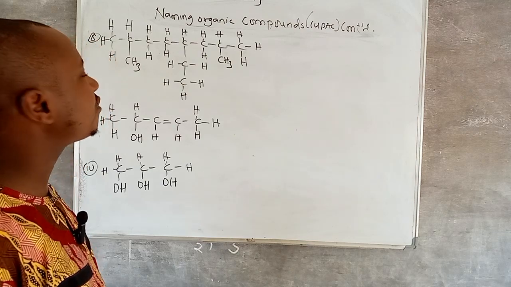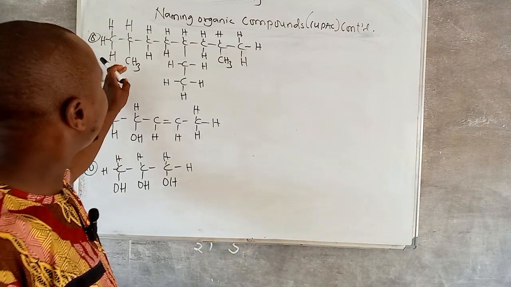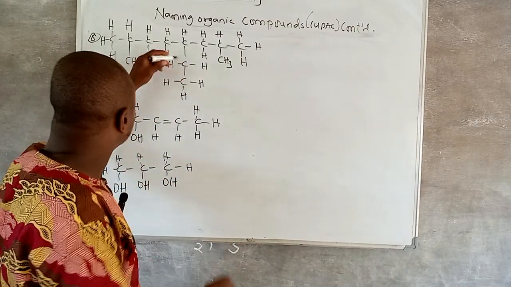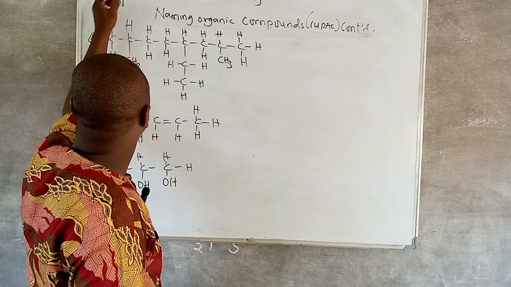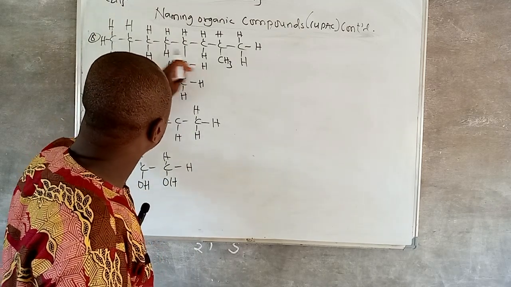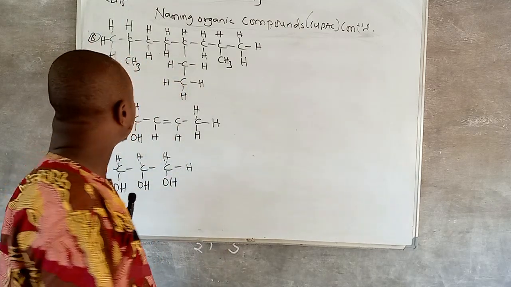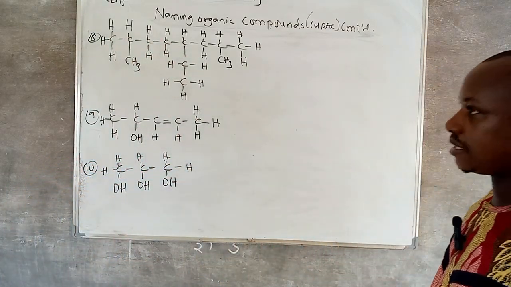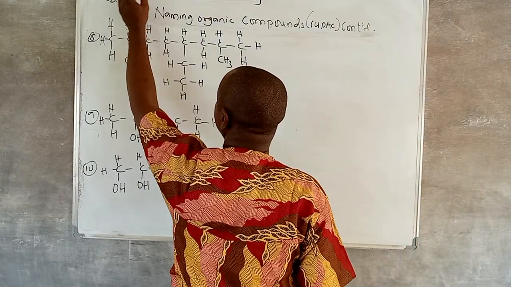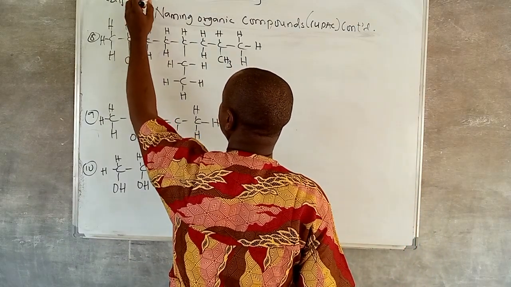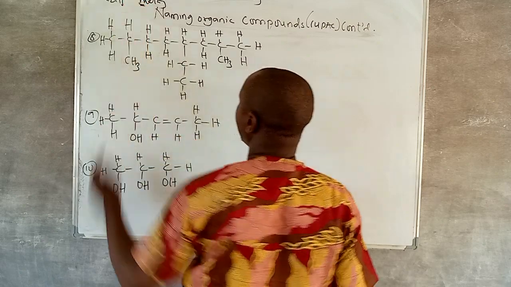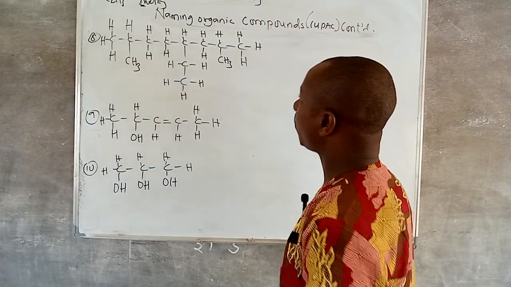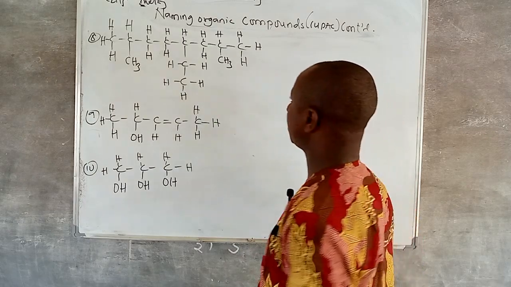We have two different substituent groups. This one is a methyl group. This is ethyl, C2H5: 1, 2, 3, 4, 5. So the rule of alphabet will play a major role here. E and M, which one comes first? Remember, ethyl is E. Methyl is M. So E and M, which one comes first? It is E, which means we are going to consider ethyl first before methyl.